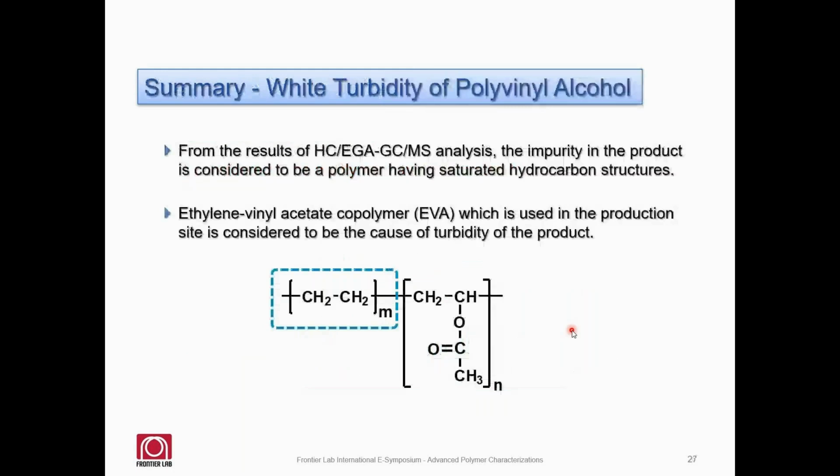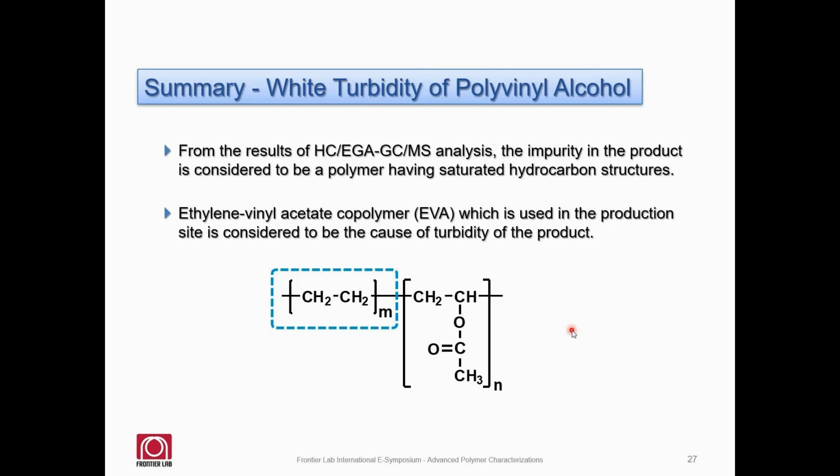So the summary is that for this kind of failure analysis, or for products where we could see an occurrence of defect or turbidity or impurities or whatever it might be, using techniques like heart cut coupled with GCMS and also EGA, we found that the polymer having saturated hydrocarbon structures appearing from the EVA is mainly the cause for the turbidity.